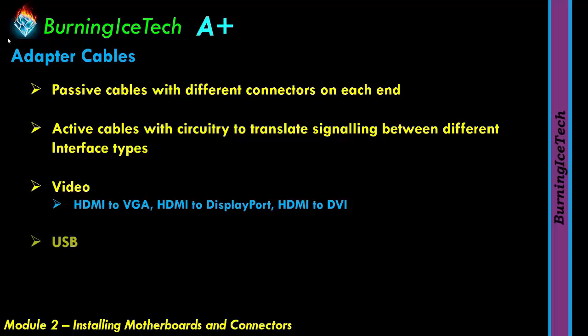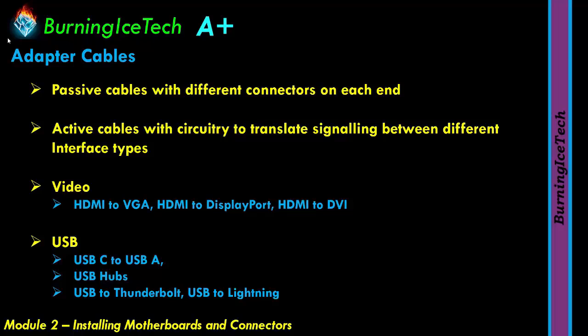And if you look at USB, USB is also a common one. This could be USB Type C to USB Type A. You could maybe split this into a USB hub. This could be USB to Thunderbolt or USB to Lightning. Something we spoke about earlier when we spoke about Thunderbolt cables or Lightning cables, guys.